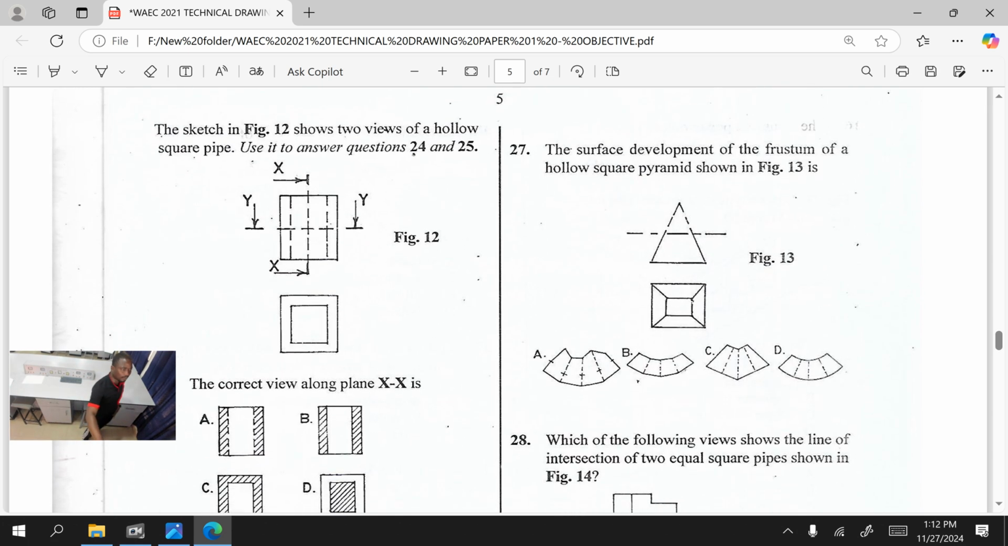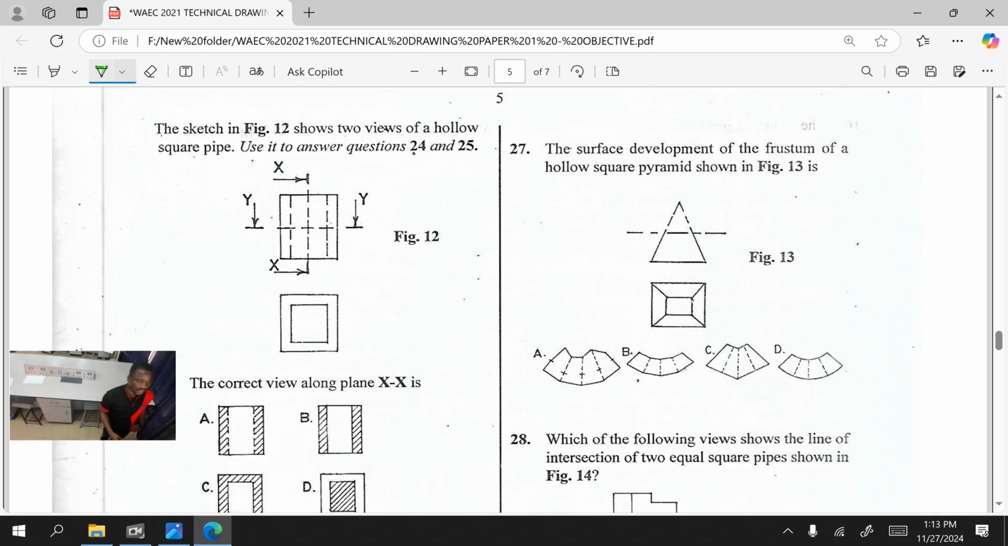The sketch in figure 12 shows two views of a hollow square pipe. Use it to answer questions 24 and 25. So I love to sketch this. When I see a challenge like this, drawn in orthographic projection, I convert it to isometric. It's going to look this way. It's hollow. That means there is a hole in it. So remember to put that so you don't confuse yourself.